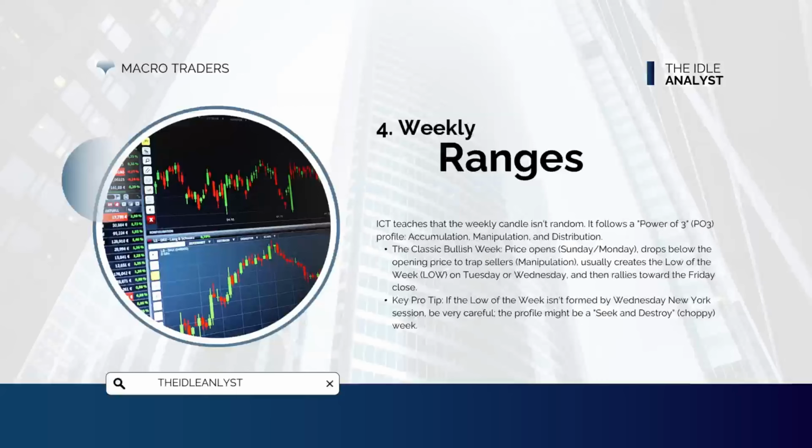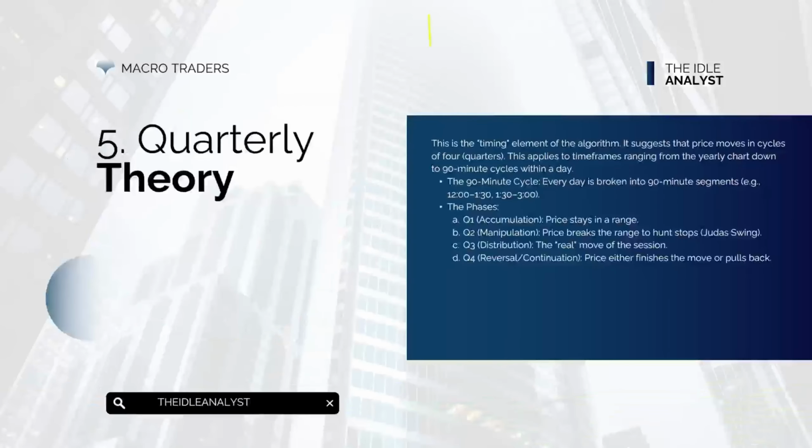All right, now let's go to the quarterly theory. The quarterly theory is the timing element of the algorithm. It suggests that price moves in cycles of four, so the quarters. This applies to timeframes ranging from the yearly chart down to 90-minute cycles within a day. The 90-minute cycle: every single day is broken into 90-minute segments, e.g.